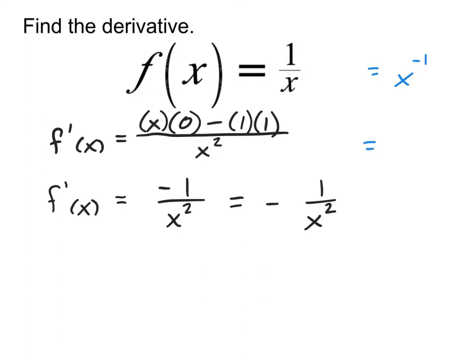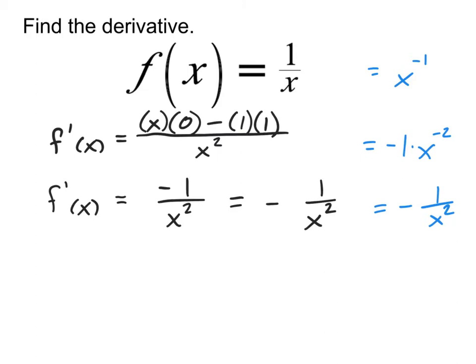Then we would have turned it into negative 1 times x to the negative 2, and then we would have turned that into negative 1 over x squared. Notice it basically ends up being the same number of steps there, but just seeing that, yeah, both methods work.